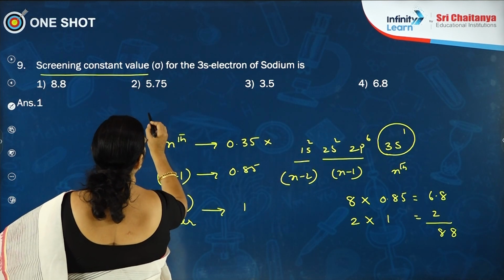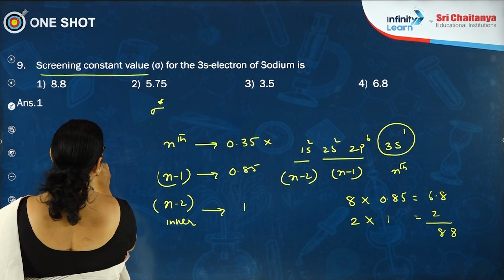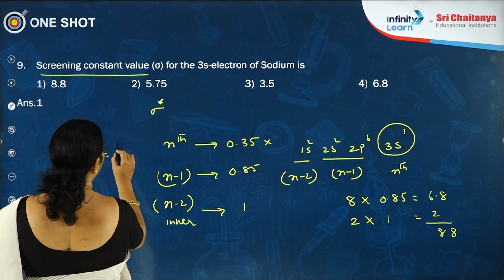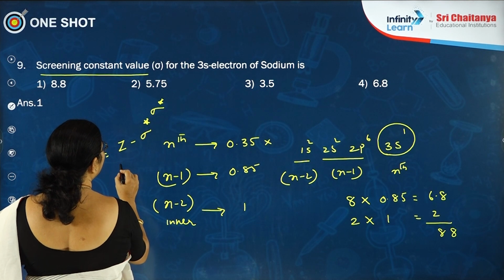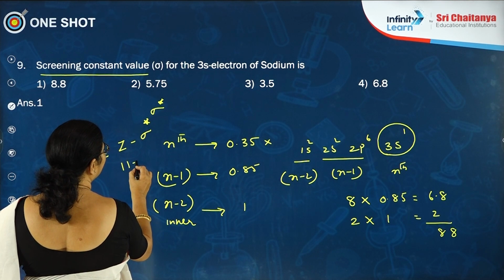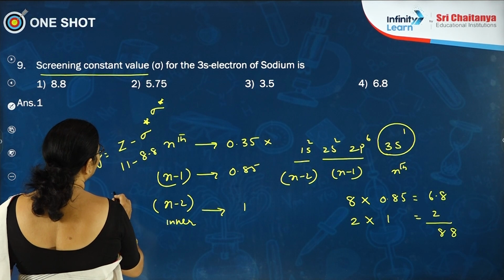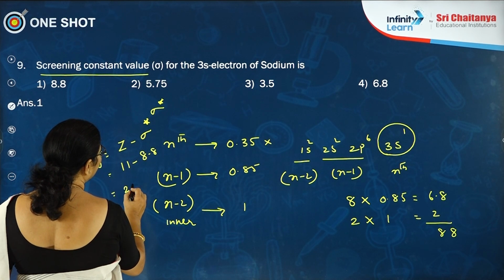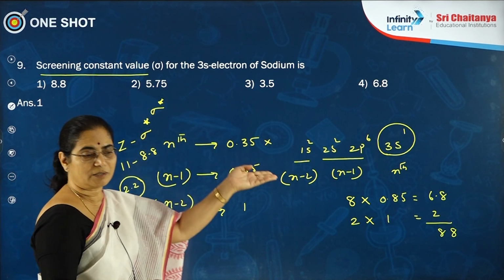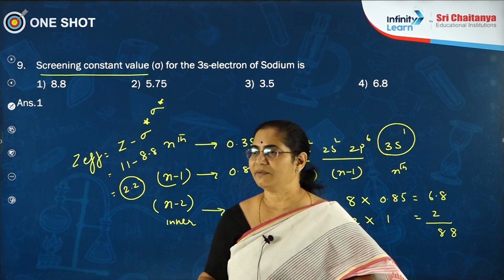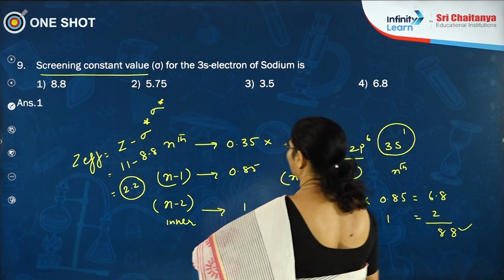Children, look here, sigma star is asked. If it is Z effective, that is equal to atomic number minus sigma star. Here the atomic number of sodium is 11, and the screening constant we got is 8.8. So the answer is 2.2. Z effective is 2.2. See the question: he is not asking for Z effective, he is asking for the screening constant. So, we should tell this one only.